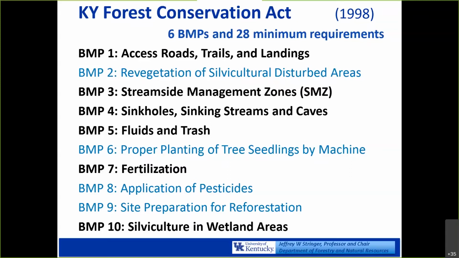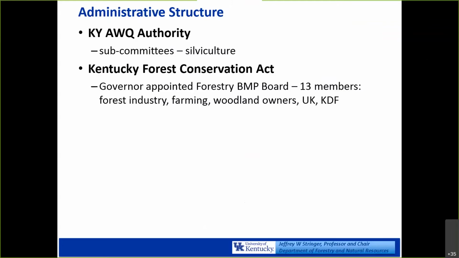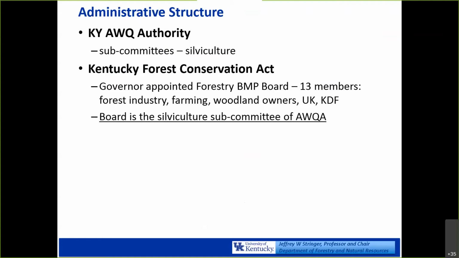Okay, so what I've tried to do here is give you an idea of how the AWQA, the statewide water quality plan, and the Forest Conservation Act work together. Okay, so the administrative structure is you have the Ag Water Quality Authority. That's the authority that's a part of the Ag Water Quality Act, right? It has subcommittees. One is the silviculture subcommittee. The Forest Conservation Act, that law, okay, it established a governor-appointed forestry BMP board. Has 13 members. Forest industry, farming is involved. Woodland Owners, UK, my department, and KDF are members of all that. I chair it right now. Okay, that governor-appointed board is the silviculture subcommittee of the Ag Water Quality Authority.